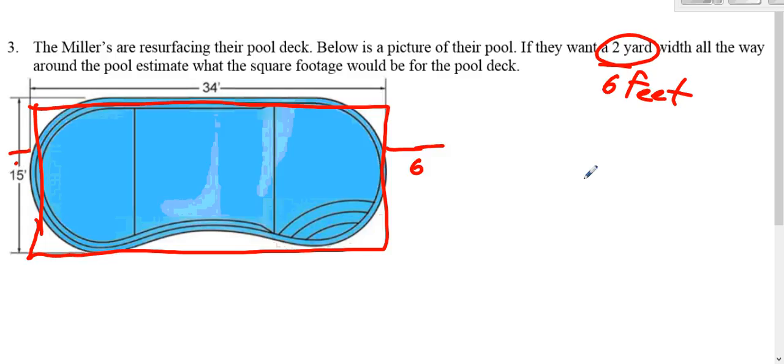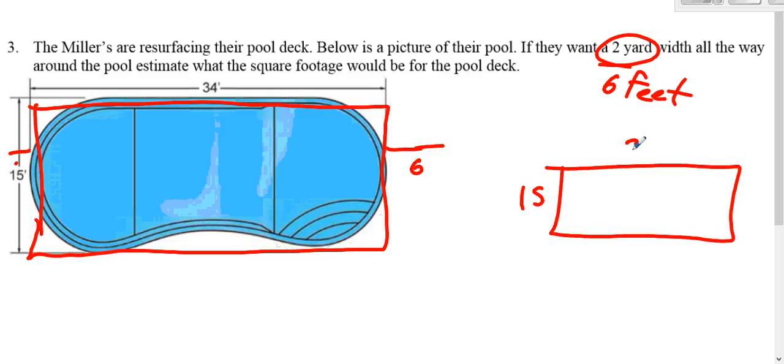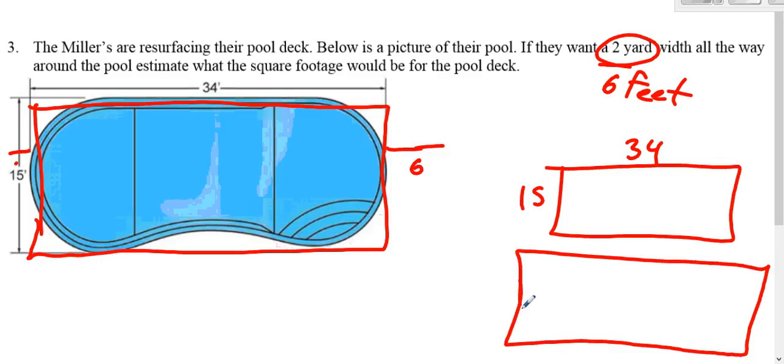So our small rectangle is 15 feet by 34 feet. And then when we add 6 feet all the way around it, we add 6 feet on the right and the left. So we're adding 12 feet to the 34 feet. It's 46 feet. And then 12 feet also because we're adding 6 to the top and 6 down below. So that's 12 plus 15 is 27 feet.